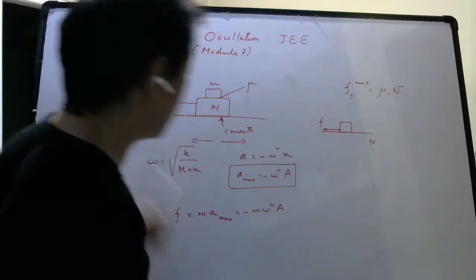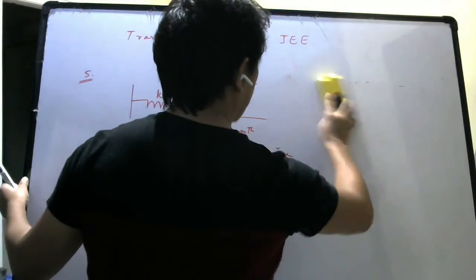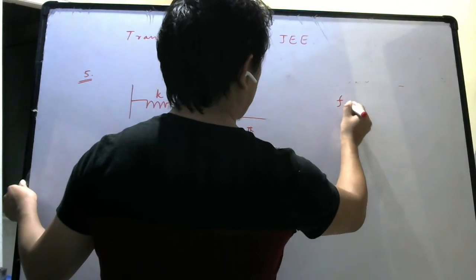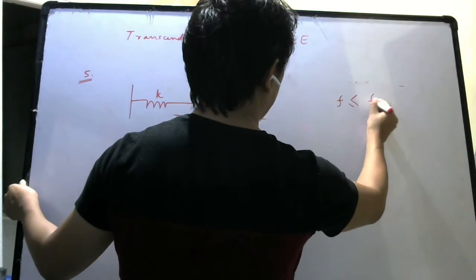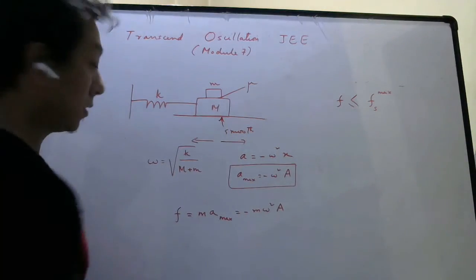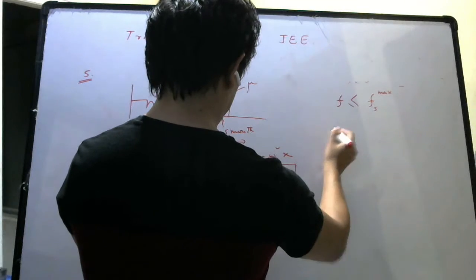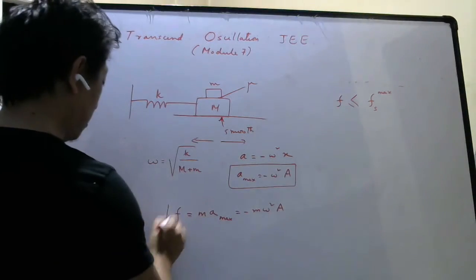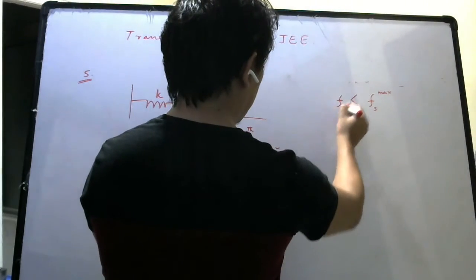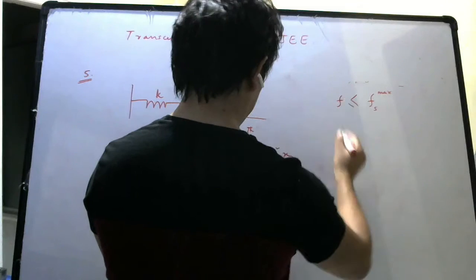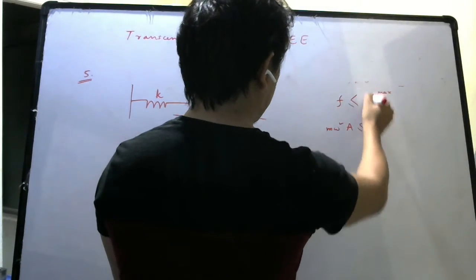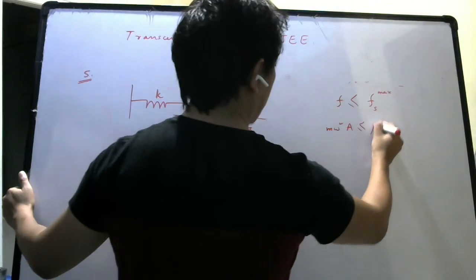Now you know that this friction has a limiting value, right? So whatever static friction is acting must be less than or equal to the maximum static friction. Friction here is in magnitude, so if you calculate, no need to worry about the minus sign. In magnitude, the value of the friction should be less than or equal to the maximum. So m omega square A should be less than or equal to the maximum static friction. And that has a formula, right? It is mu into N.